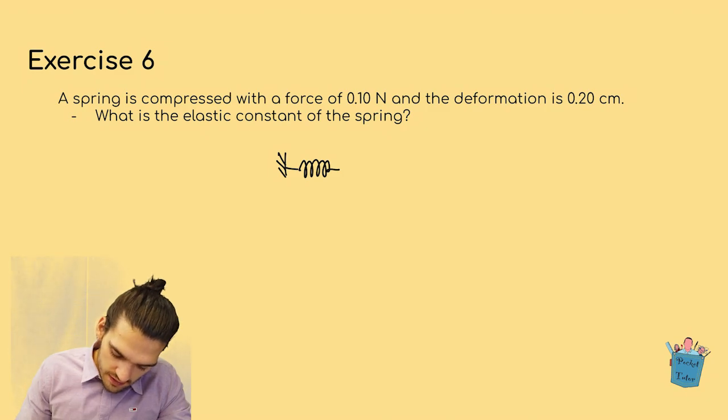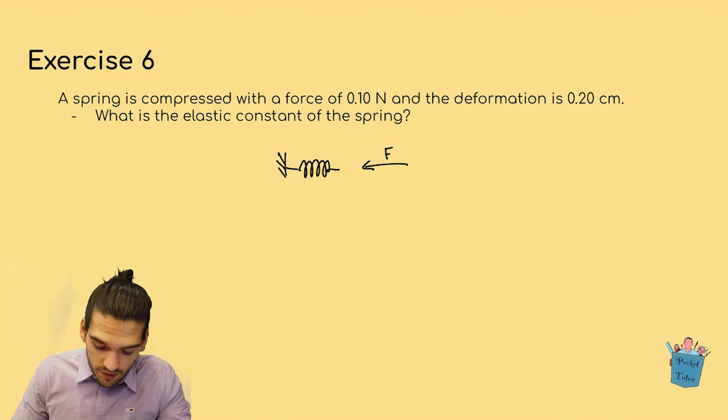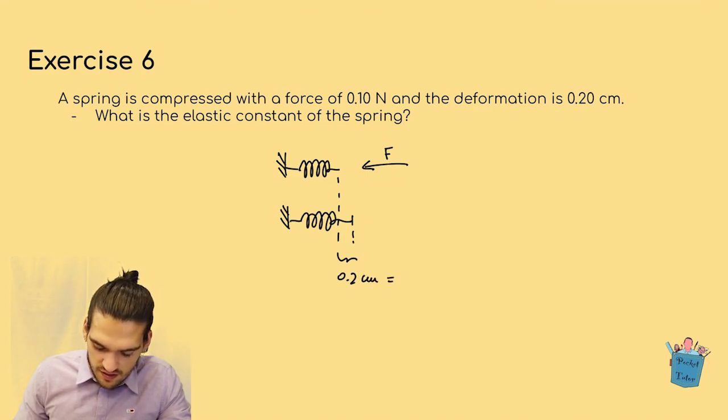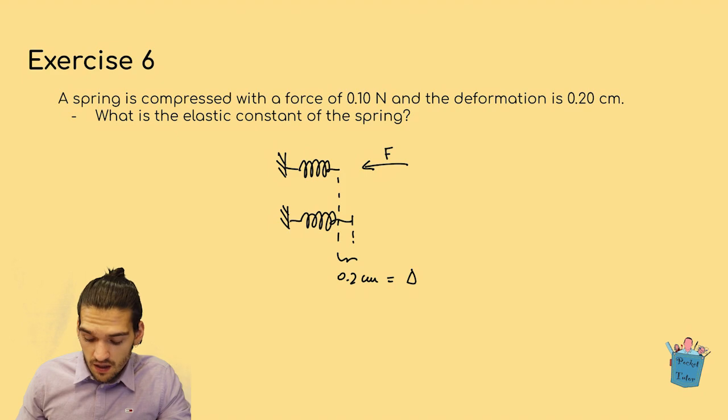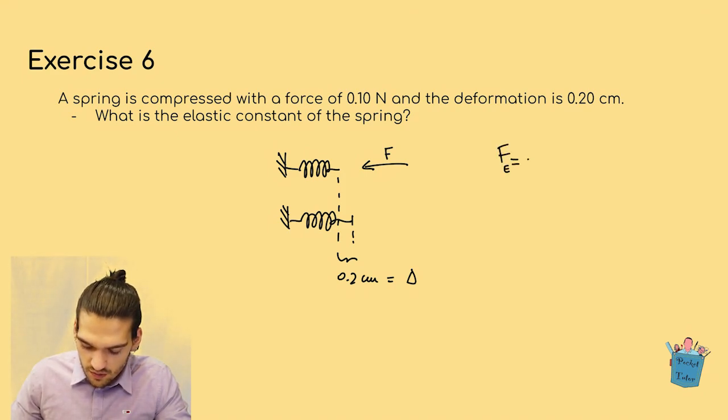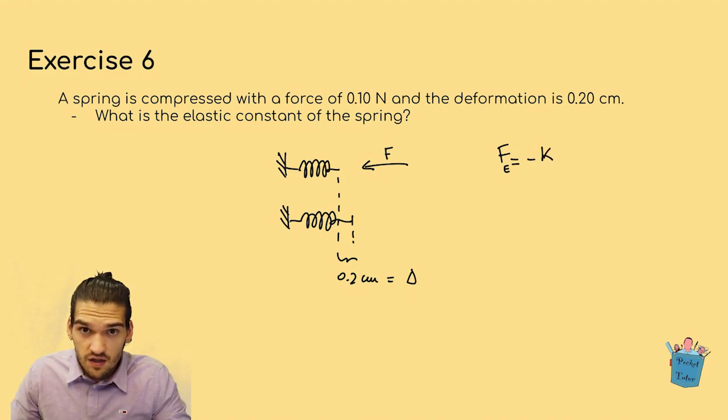And let's apply the compressing force F. This one is already deformed, while the spring in its resting position is slightly longer. And this difference here is 0.2 centimeters. And this one is the delta of Hooke's law, because Hooke's law is F, the elastic force, equal to minus K, the elastic constant, times delta. So we already have delta.